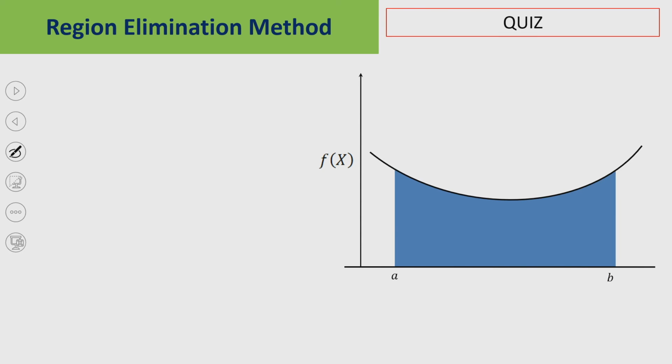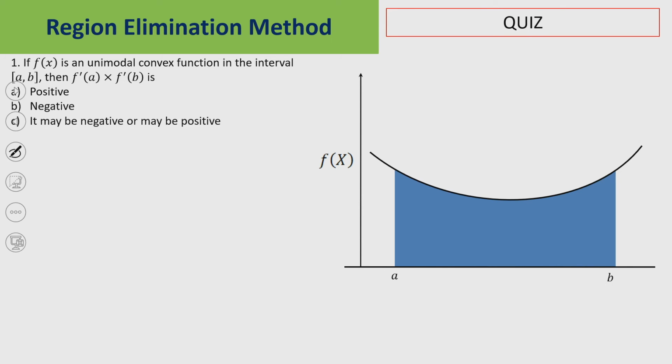Now, let us have another quiz. The question is, if f x is an unimodal convex function in the interval a and b, then the derivative at a into derivative at b is, okay. The options are is positive. So, I am just asking about the sign, whether it is positive, whether it is negative, it may be positive, it may be negative or none of the above.